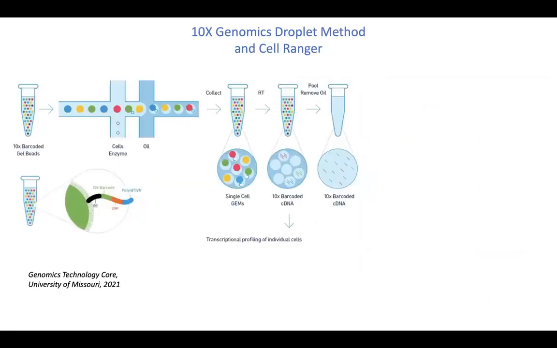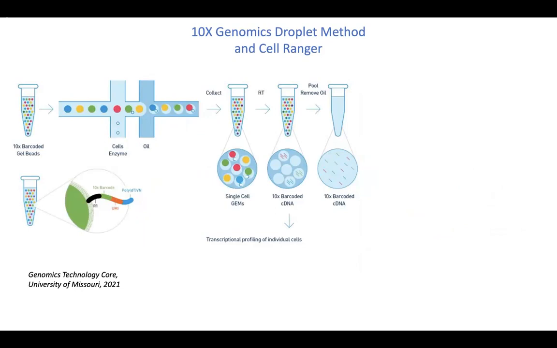Probably the most well-known biotech company in the single-cell RNA sequencing field is 10x Genomics. They use a microfluidics droplet method, which isolates single cells with a barcoded bead in a droplet. This gives you RNA molecules that have a cell-specific barcode and a unique molecular identifier, or UMI. These RNA molecules can then be assigned to an individual cell.